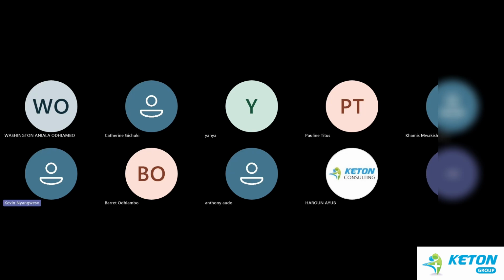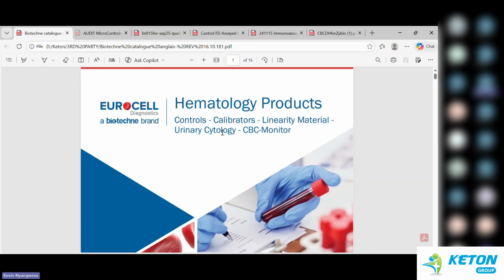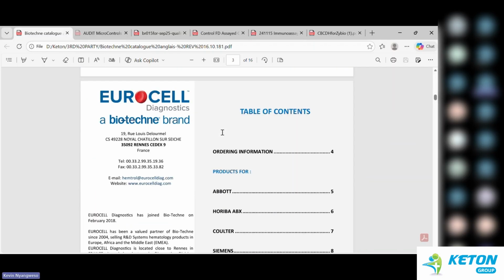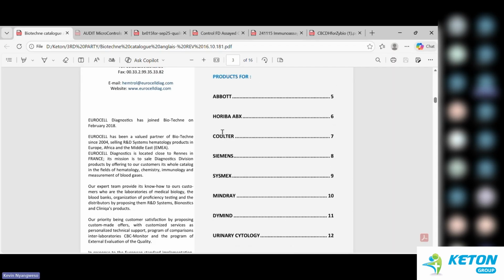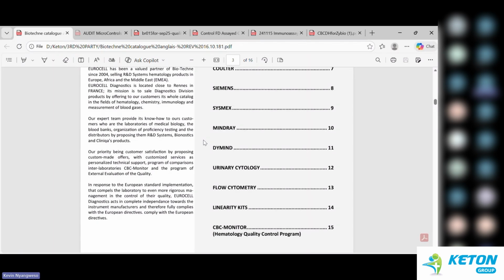So, like I've mentioned, this is a product catalog for the hematology products that we have. We have got controls, calibrators, linearity materials, urine cytology, and CBC controls. So, for example, from this one, if you have got different machines, we have got products for Abbott, Horiba, Beckman Coulter, Siemens, Sysmex, Mindray, Diamond, urine cytology, flow cytometry, and linearity kits.